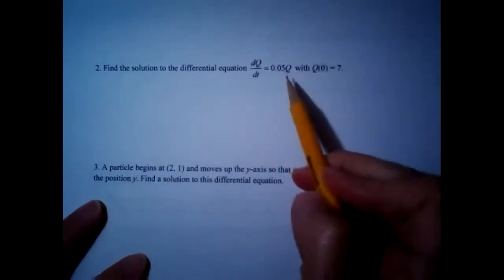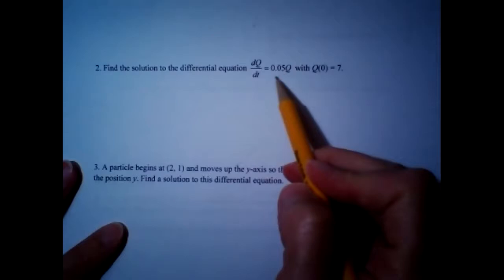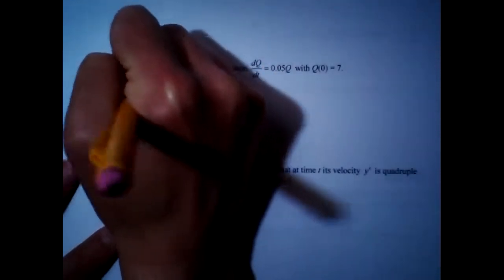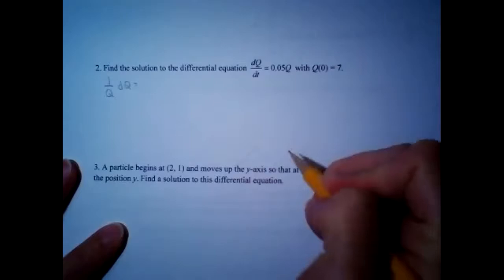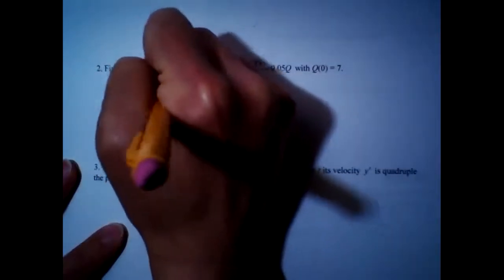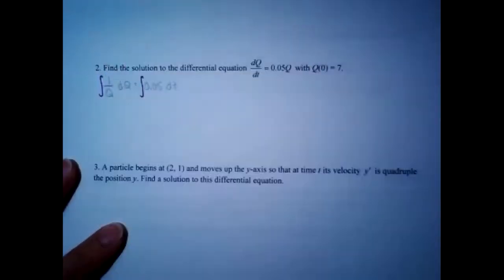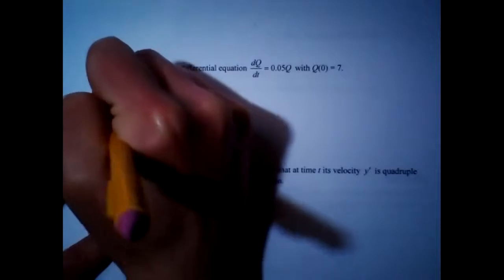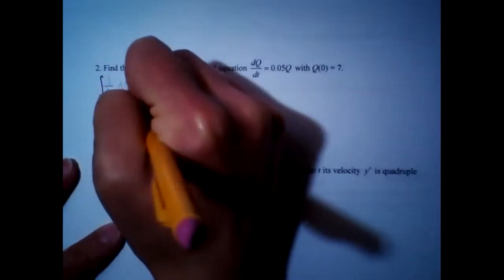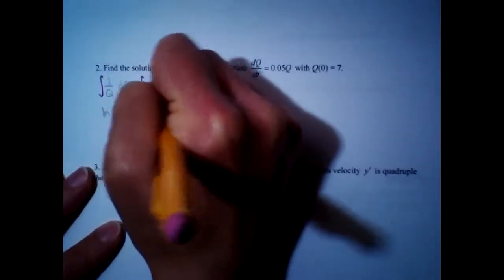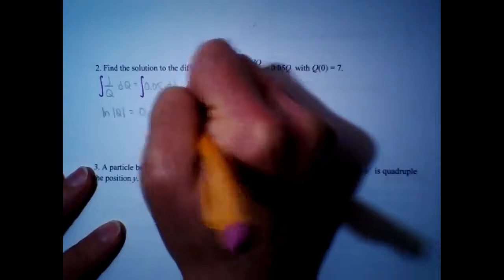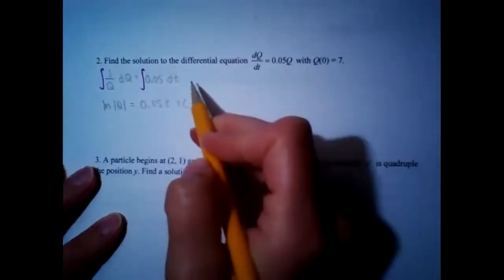So we're going to start by separating the variables. We're going to divide over the Q. It'll be 1 over Q dQ. And then multiply over the dt. So that's 0.05 dt. And then antiderivative. So on the left side, we're going to get ln of q. And on the right side, we're going to put 0.05 t plus c. And t is your variable.